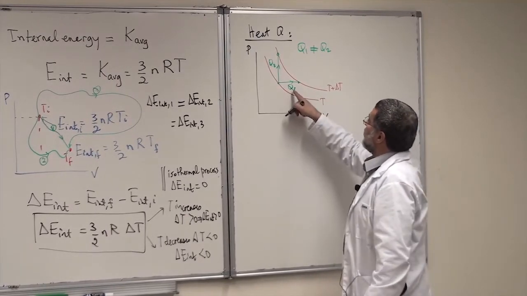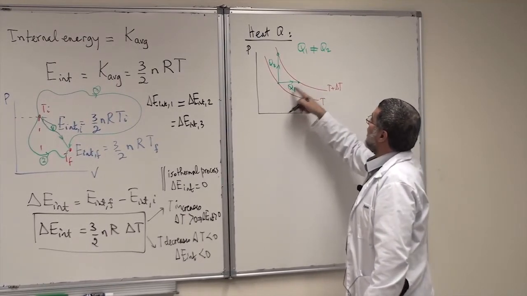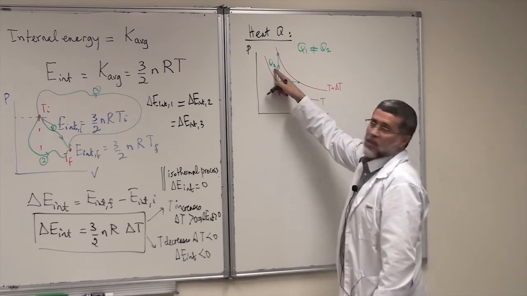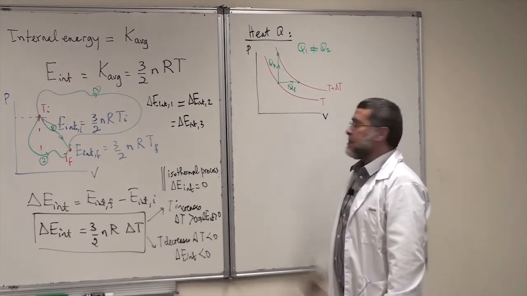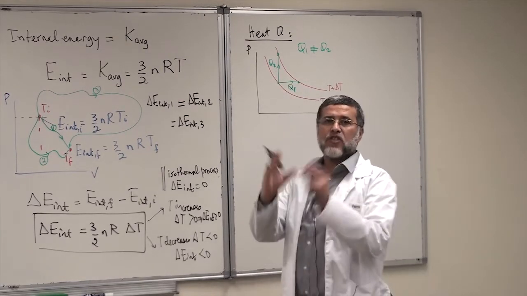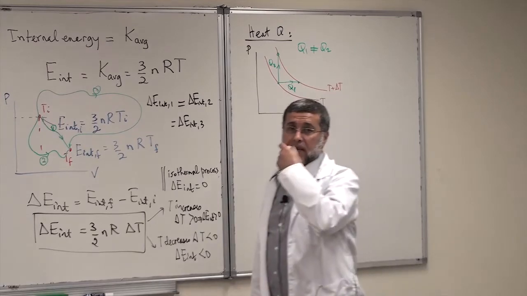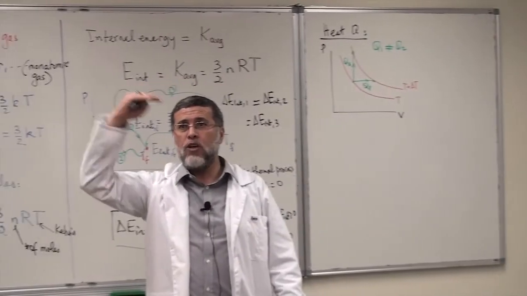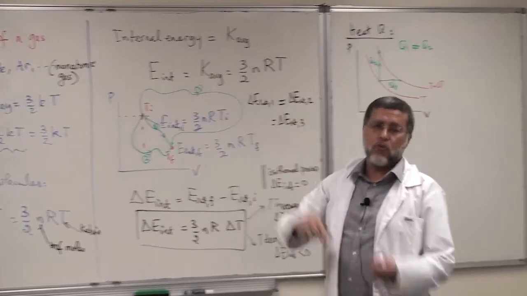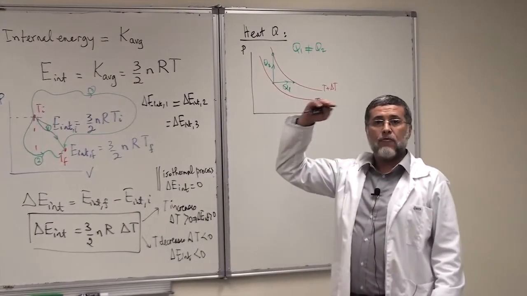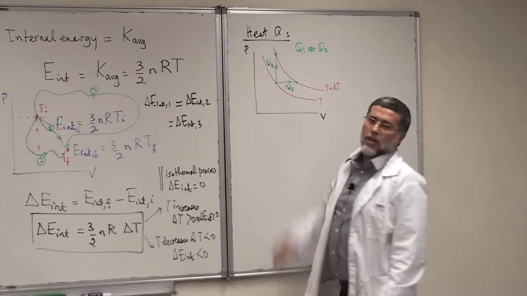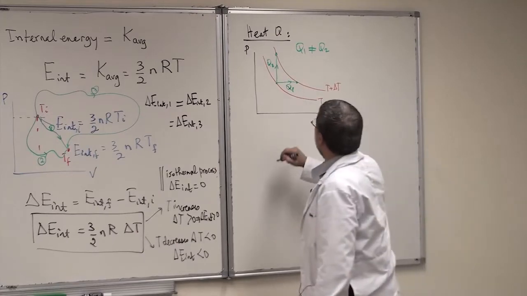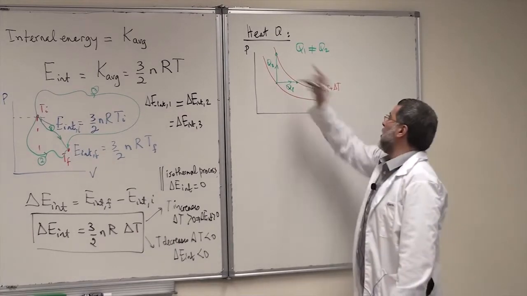Now, let me calculate the heat through process number 1 and the heat through process number 2 and see what the expressions for the heat are. Remember that Dr. Salim has showed you expressions for the work for different processes. Now we are going to do the same thing for the heat Q. Okay. Let's go to Q1, let's go to Q2.